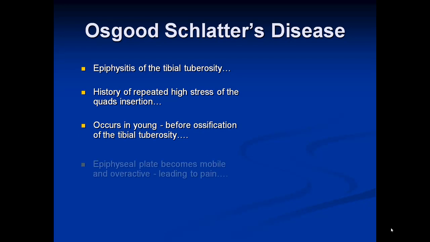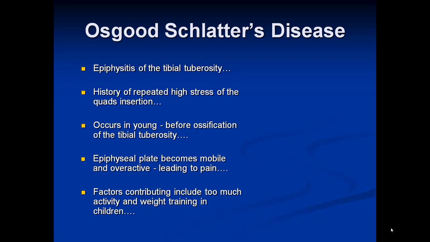Another common condition that may be seen around the patellofemoral area or anterior knee is called Osgood-Schlatter's disease. It is a swelling of the epiphysis where the patellar tendon joins on to the tibial tuberosity. It is commonly seen in young children, particularly boys having had a recent growth spurt, and there's often a history of repeated high stress at the quadriceps insertion.